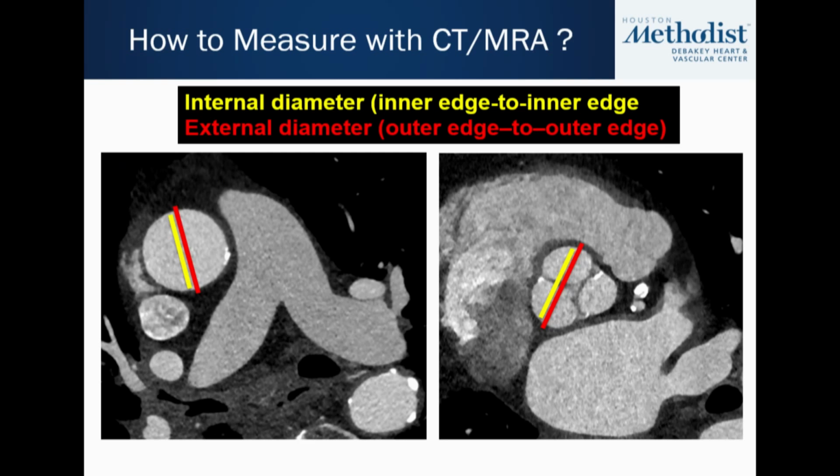So what about CT and MRI, right? With CT and MRI, these are 2 examples. What diameter, how should I do it? Should I do it by the internal diameters, which would be the inner edge to the inner edge? Or should I do the external diameters, which would be the outer edge to outer edge? Question mark.